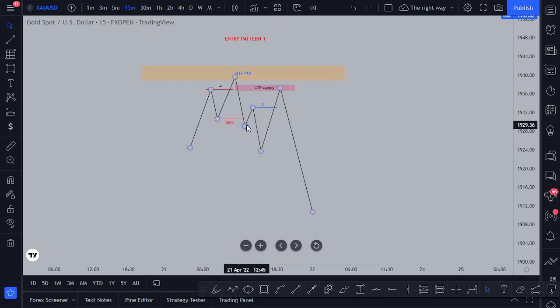Whenever this happens, you should be eyeing the potential supply levels whereby the market could potentially reverse from. So the market took out the liquidity, broke structure. This is the strong high. What is formed as a result of the strong high? Weak low.